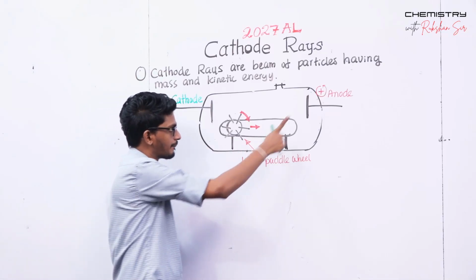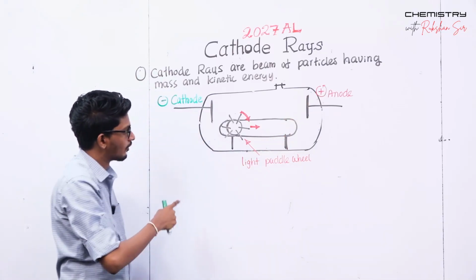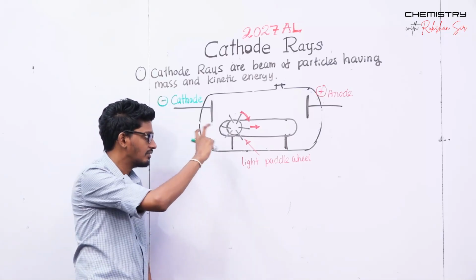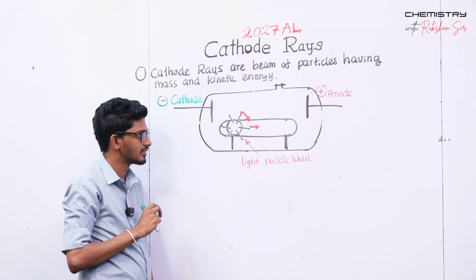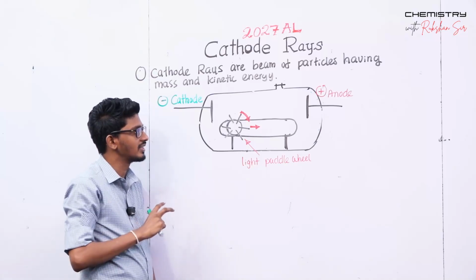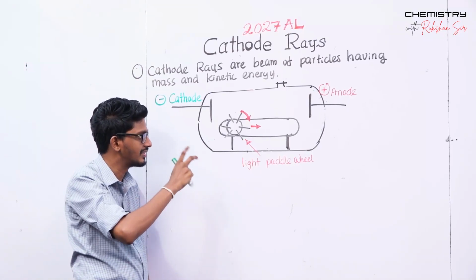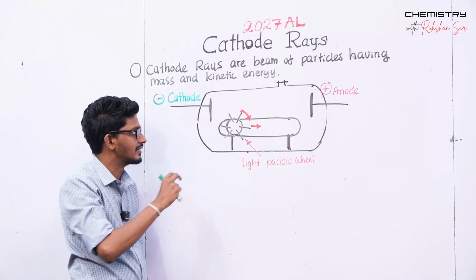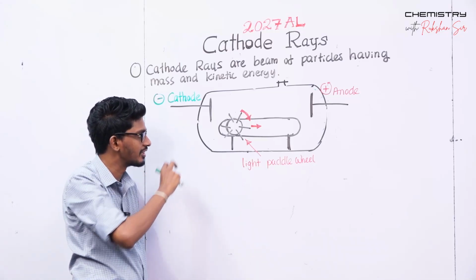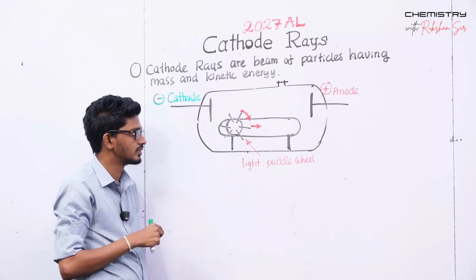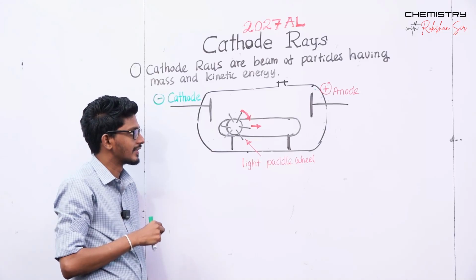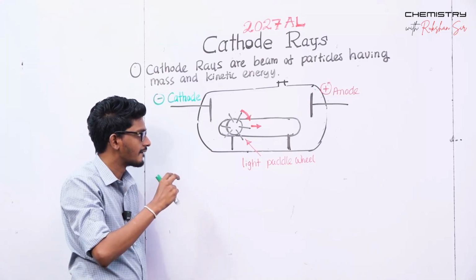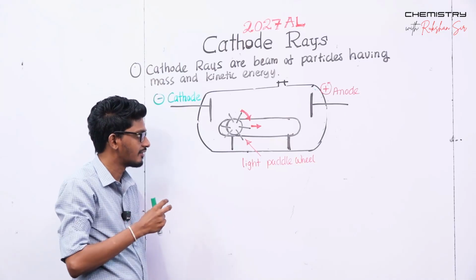Only after applying the voltage does the paddle wheel start to move, right? If you are not applying the voltage, when the cathode rays are not seen, the paddle wheel is not moving. But when the cathode rays are generating, the paddle wheel starts to move, right? That means paddle wheels are able to move when the kinetic energy is there with the paddle wheels.